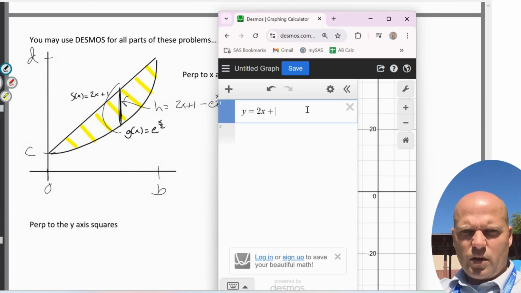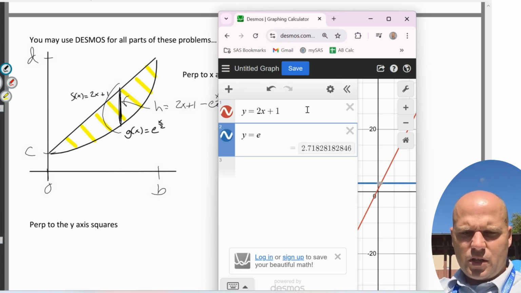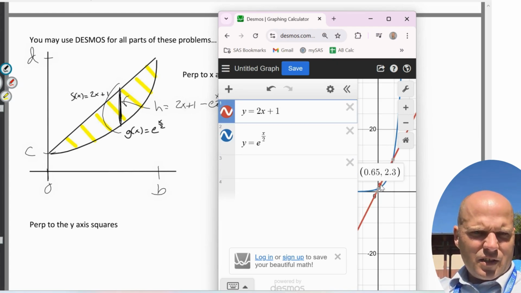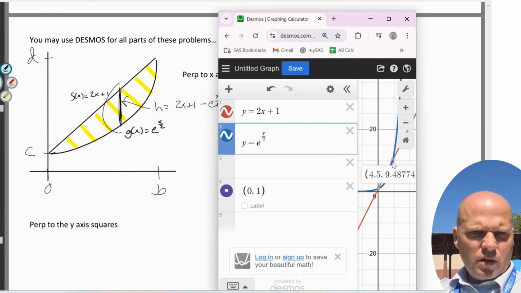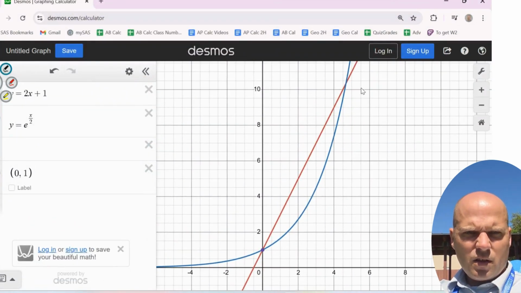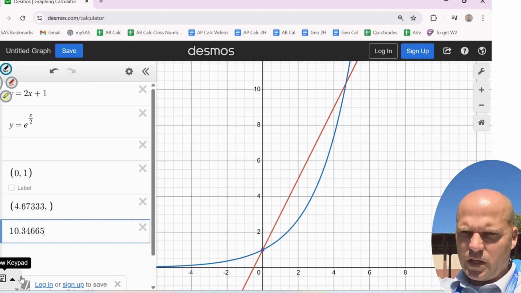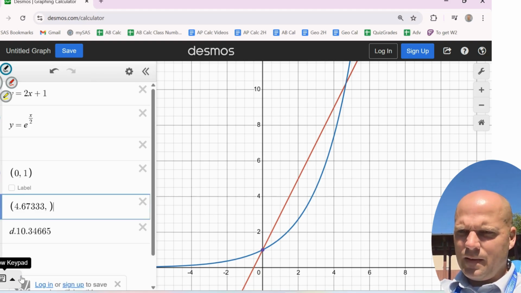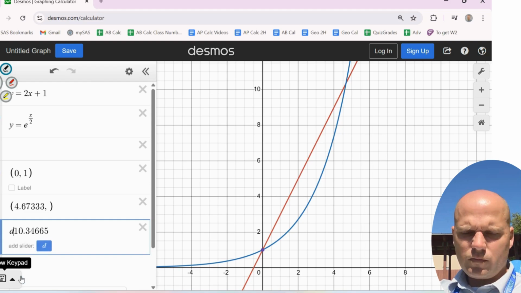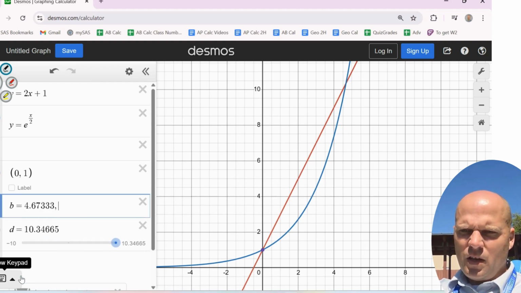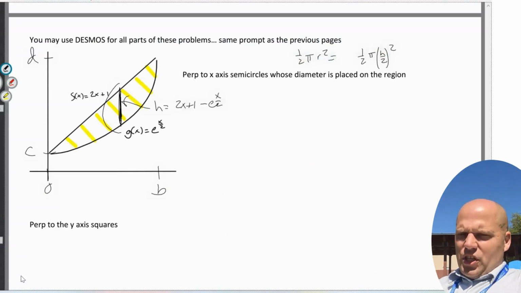So I got y equals 2x plus 1 and y equals e to the x over 2. I got this intersection, 0, 1, and this intersection, 6, 7, 3, 3. I'm going to save that, cut, paste as D. Save this as B. I know C is 1.